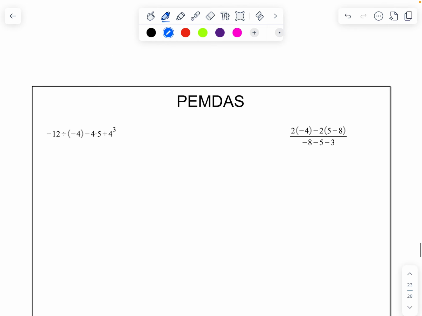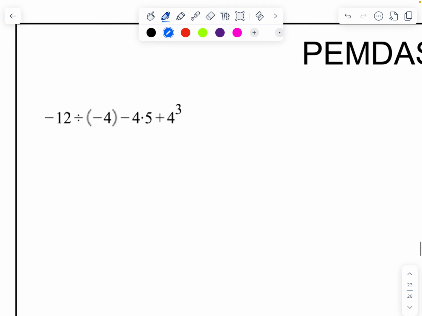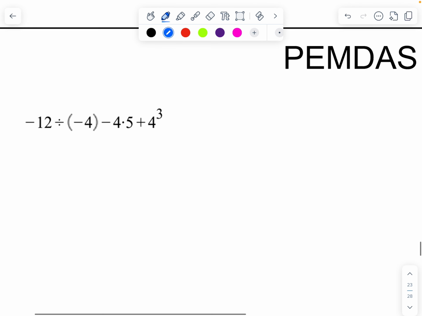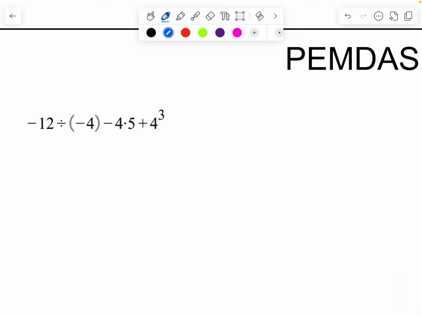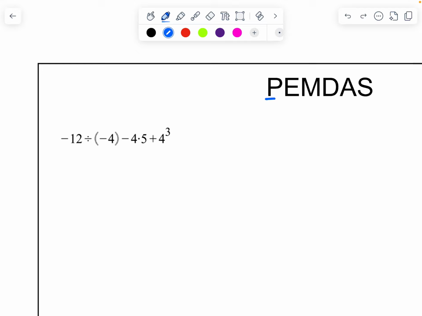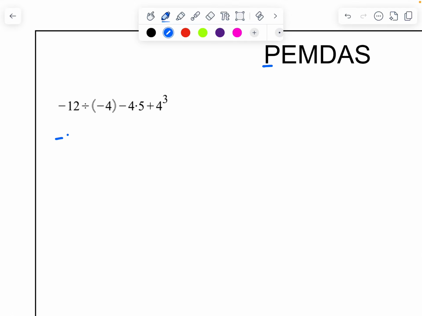Here are some examples. This first one on the left. If I try and use PEMDAS here, what parentheses really means is do the things inside the parentheses. So here I don't have anything inside that parentheses to do, which means actually I can just get rid of the parentheses. If there's nothing inside the parentheses to do and there's not an exponent on it, then I can just get rid of the parentheses here. So this is actually negative 12 divided by negative 4 minus 4 times 5 plus 4 to the third.